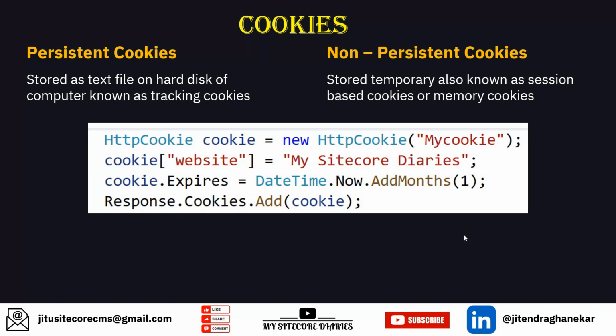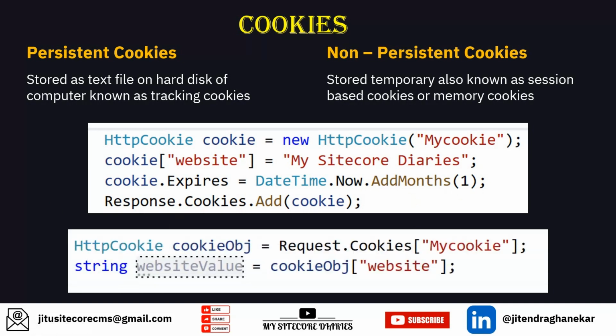When you want to retrieve it, it will again be the same object, HttpCookie, but it will be Request.Cookies. That way you can get the cookie value and whatever the cookie object holds, that website. So this is how you can store and retrieve cookie values.